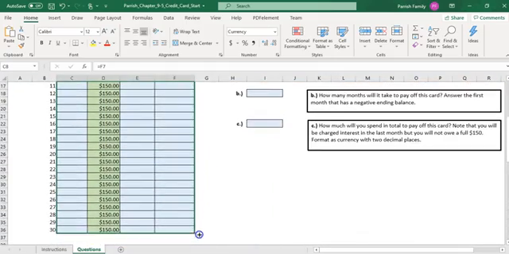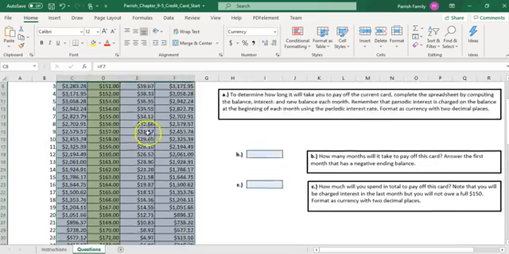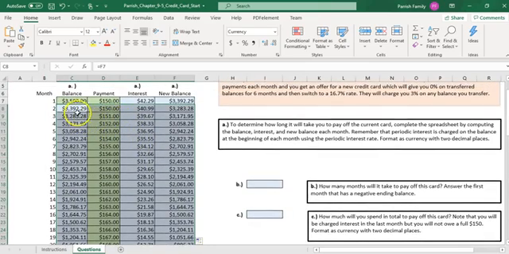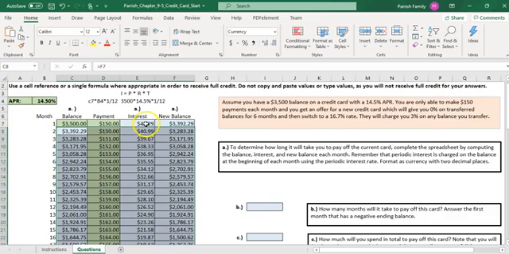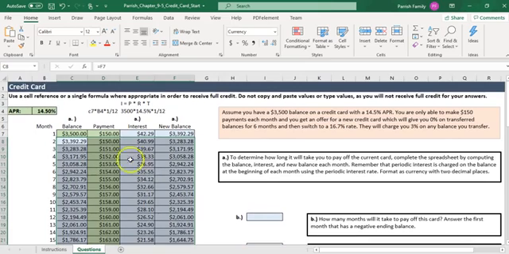Now we really needed to fill in row 2 before we could fill down. So we had to fill in month 2 before we could fill things down. All right, so look at what happens. We started off paying $40 in interest, and then it decreased to $39.